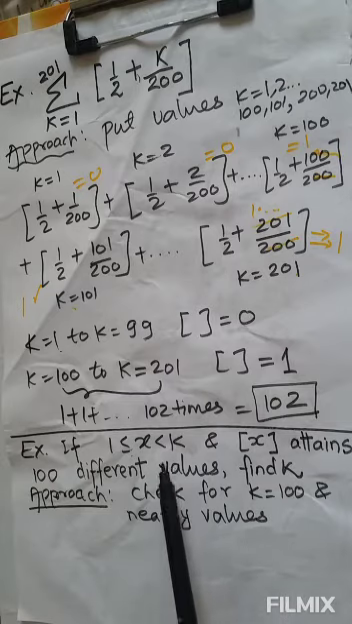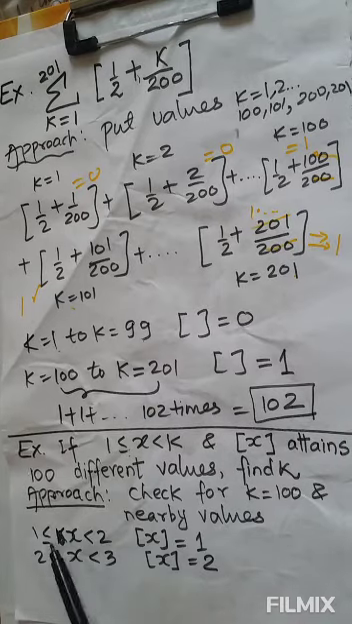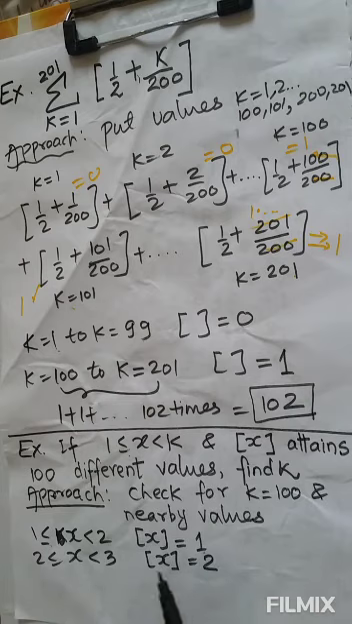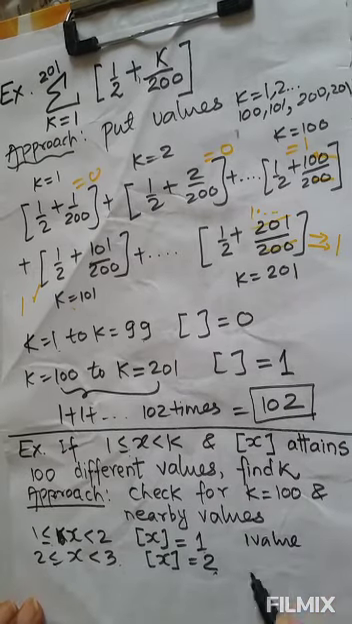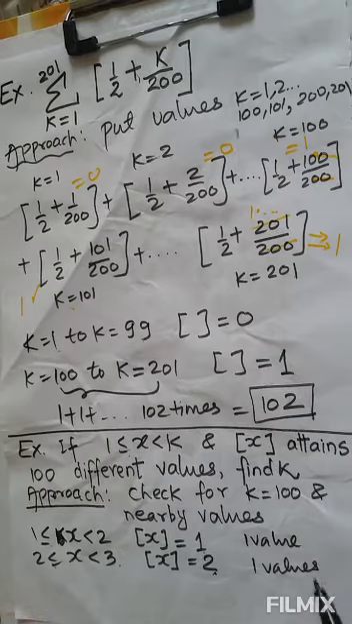So just we can write something like this: for 1 to 2, greatest integer of x is 1. As I said, from integer to next integer, greatest integer is a fixed value. So 2 to 3, 2 included, greatest integer has fixed value 2. So that way we have to think. So this is one value, this is again one value, so it attains 100 different values, and that way we can proceed. So that's why I said if you think, you have to check, you can check around k is equal to 100.